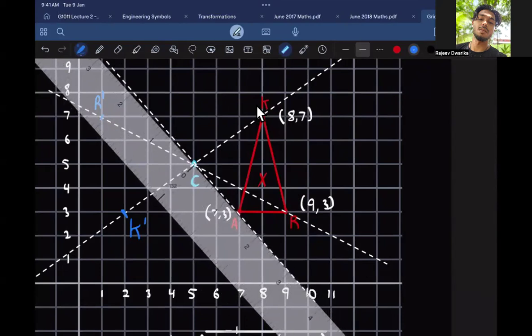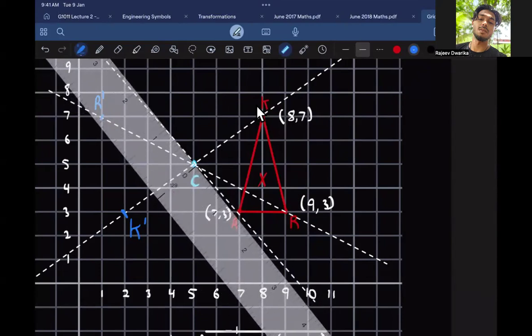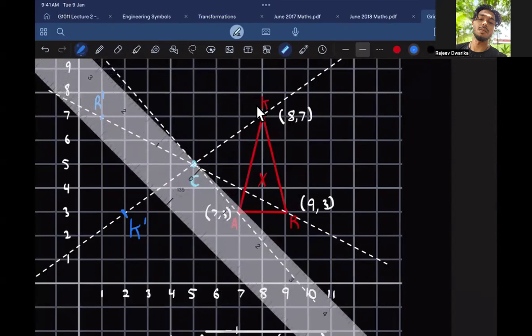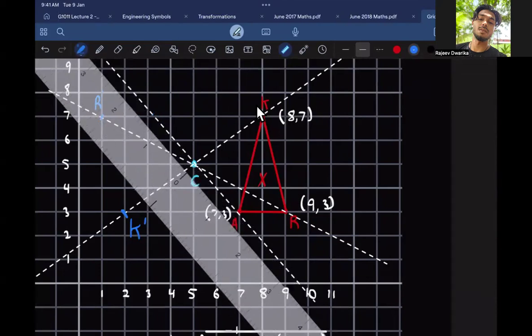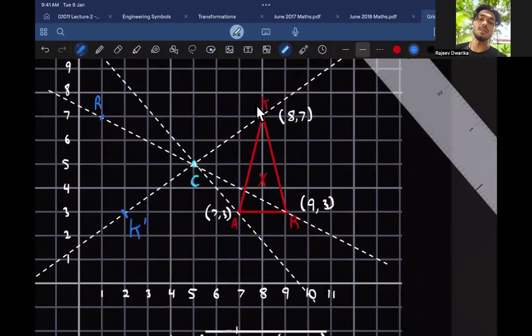There must be some easier way to do this. I'll figure it out and I'll get back to you, because it's kind of tedious and boring. That point will be right here. I think so. So now I just have to connect it. Bam. And I get the inverted shape.